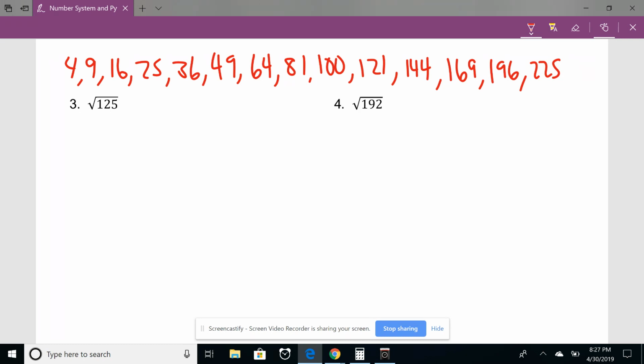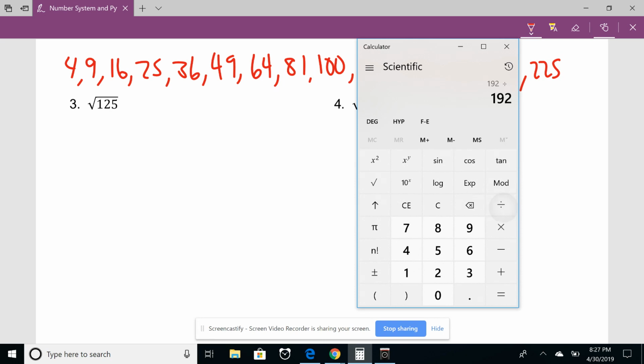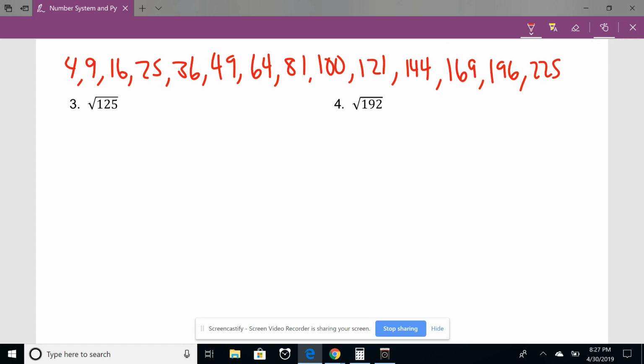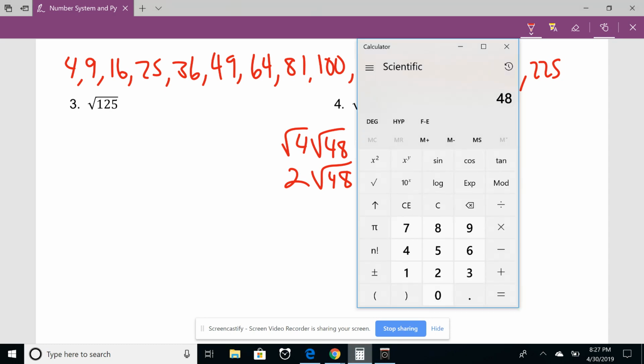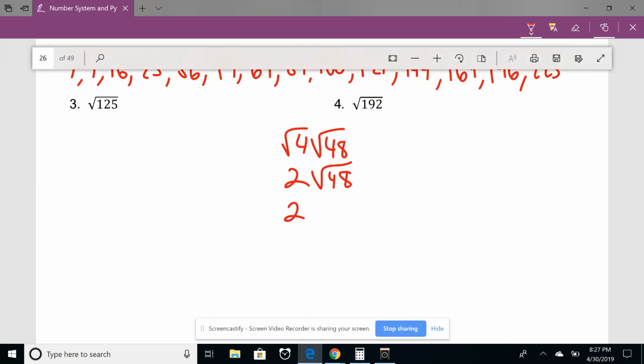So I start off, okay, let's try 4. 192 divided by 4 is 48. So I could break this down to 4 and 48. Radical 4 is 2. Radical 48. Now, also notice that 48 can be broken down, right? If you divide 48 by 4, you get 12. So you could break down the 48 part.